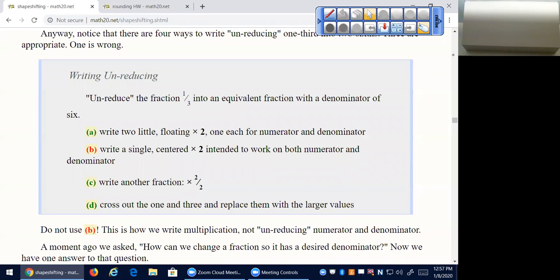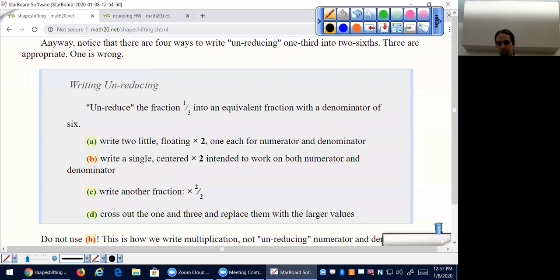Be careful how you write this. If I want to write what's happening, I could write 1/3 with some little floating times 2s. I'll actually use x's this time. That's fine. That's clear. Everyone knows what you mean. I could write 1/3 times the fraction 2/2. That's much less common, but there's nothing wrong with it. I would still get 2/6.